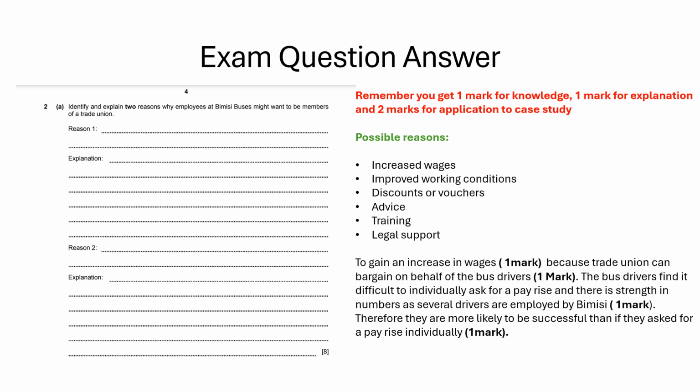So remember, you get 1 mark for just stating the knowledge. So we've said that they gain an increase in wages. Then you've got your 2nd mark for explanation, and 2 marks if you are referring back to the case study. So remember, to get 8 marks in this question, give a reason, explain the reason, and make sure that you're constantly referring back to the case study, which will get you your full 8 marks.